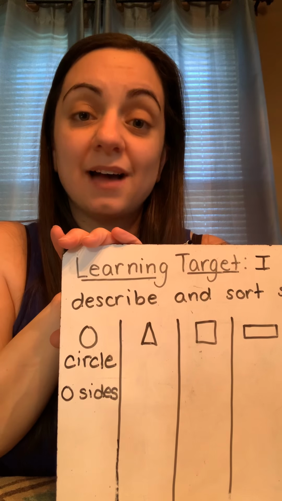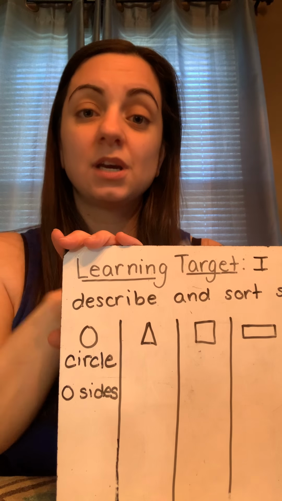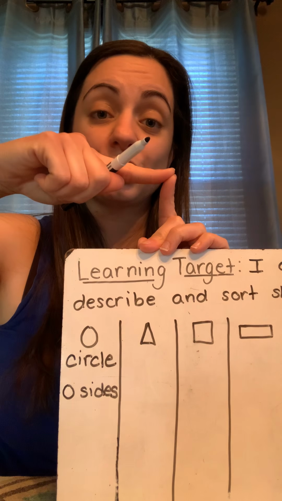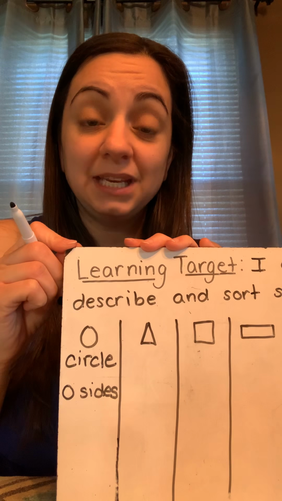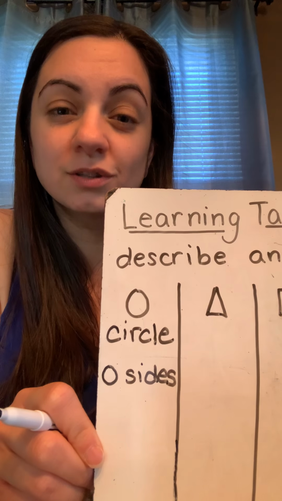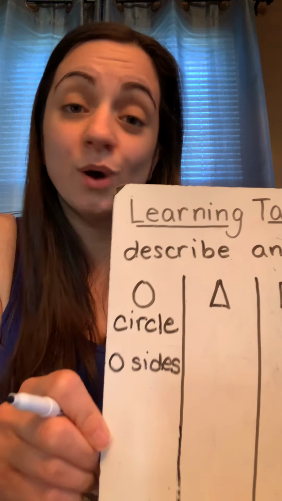Now let's think. Does a circle have any corners? Are there any points on a circle where 2 lines meet each other? Look at the circle. Are there any corners? No. A circle has 0 corners. So let's write that too. 0 corners.